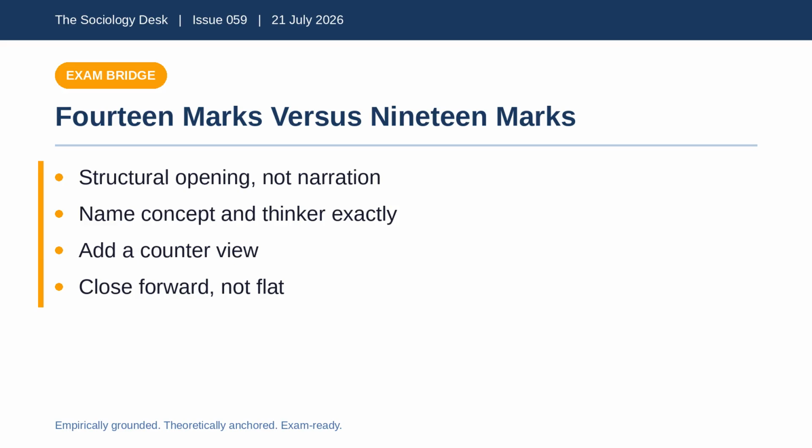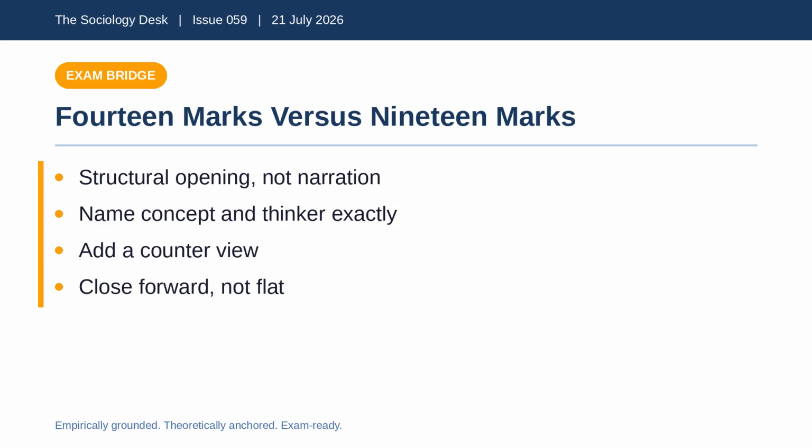Now let us talk marks, because this is where most of you lose points without realizing it. Picture two answer scripts on this exact question. The first script opens by describing the protest: who marched, which roads were blocked, how many unions joined. That script, even if well written, caps out around 14 out of 20. Why? Because it treats the event as the topic, when the event is only ever supposed to be your evidence.